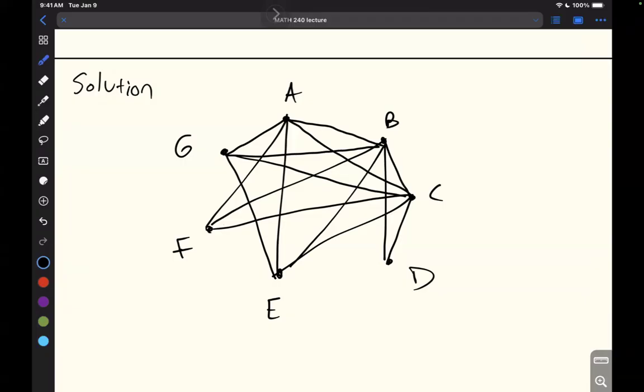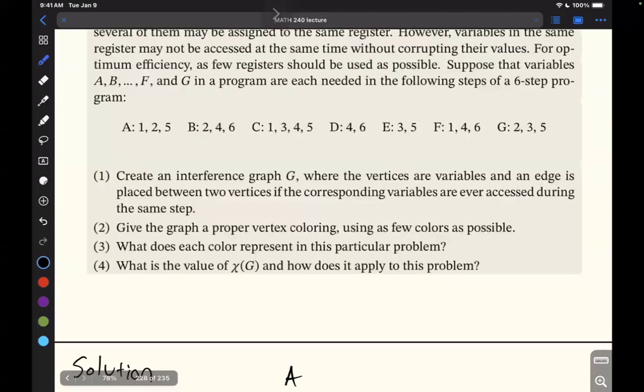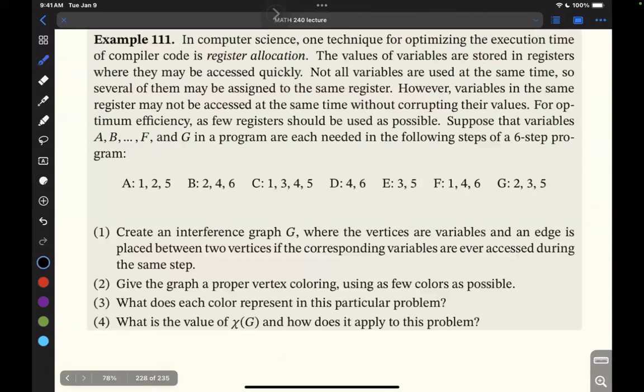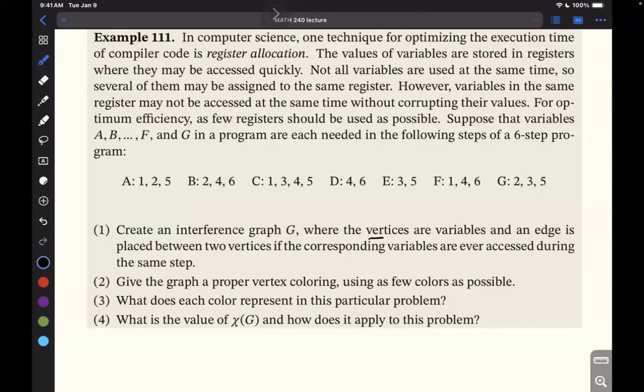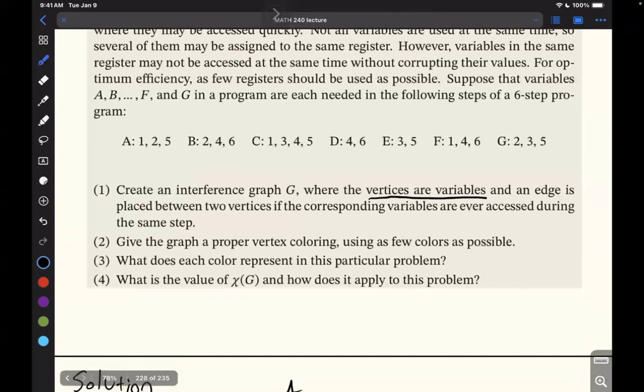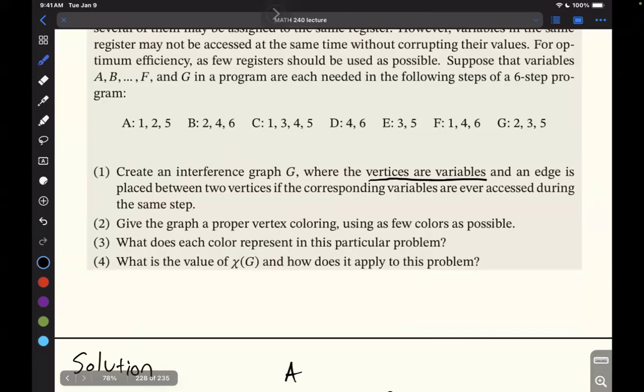Okay, so the first step is to draw the graph. The good news is that the problem specified how you're going to draw the graph, where each vertex is a variable, and an edge means that there's some conflict in the steps. So there's an edge between A and B because of two conflicts.